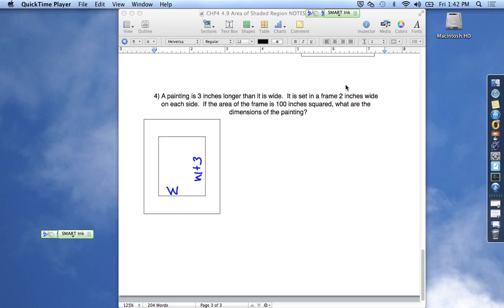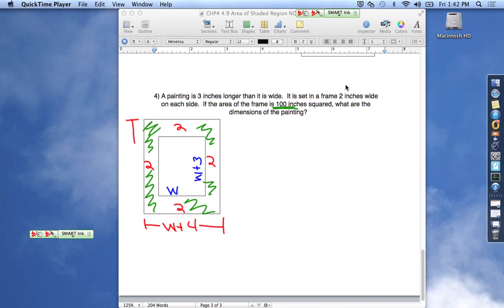The frame itself is 2 inches all the way around. And then the area of the frame is 100 inches. So the green shade represents an area of 100 inches. Setting up your larger dimensions, the width now becomes W plus 4, and the length becomes W plus 7.